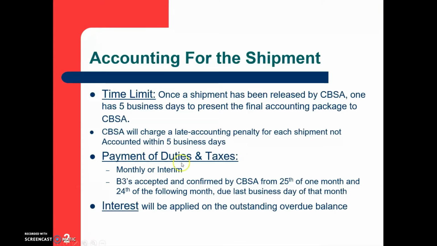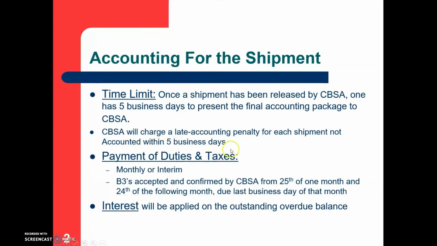So like we said, once a shipment has been released by CBSA, the customs broker has 5 business days. That means not a Saturday, not a Sunday, not a holiday. Those aren't counted. To transmit the final accounting package to CBSA. The final accounting package is the Canada Customs Coding Form B3. CBSA will charge a late fee if that doesn't happen within 5 business days. The customs broker gets a fine of $25.